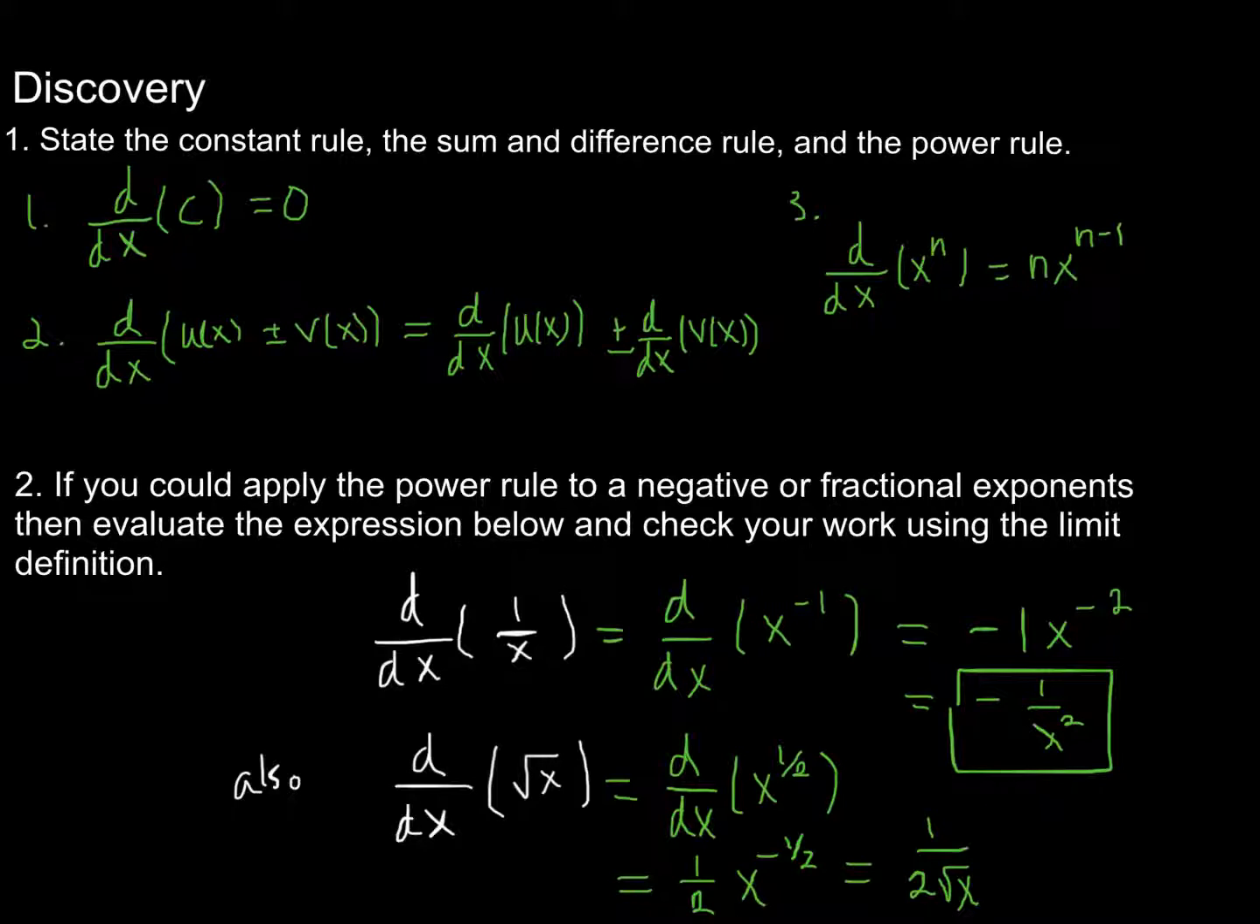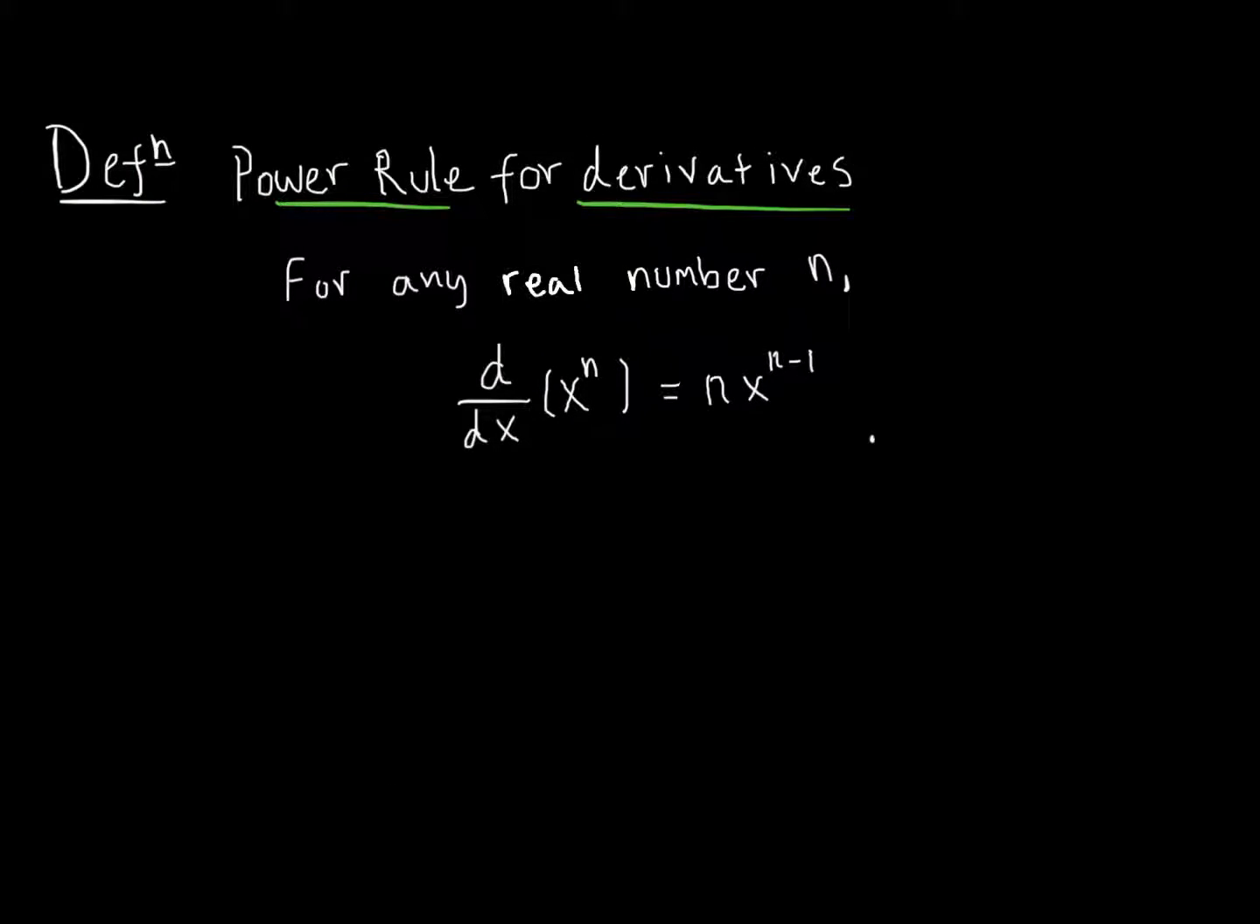So wouldn't it be nice if we could define the power rule for both negative and fractional exponents? The power rule for derivatives states that for any real number n, the derivative with respect to x of x to the n is n times x to the n minus 1. And we've seen this before. We saw it for positive integers only, and we talked a little bit about what would be the case if n were a negative integer, and now we've wrapped it all up so that even if it's a fraction, you can apply this rule. And so we'll go ahead and start doing that.